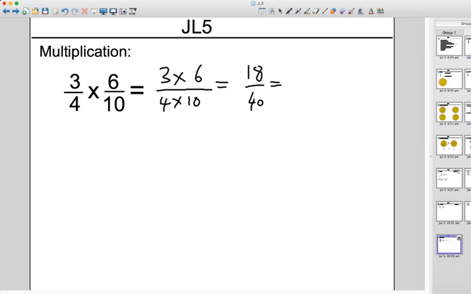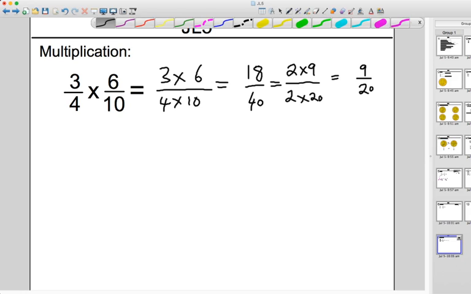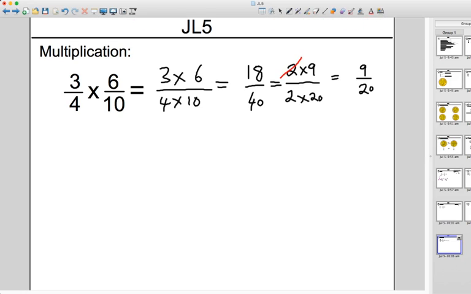But unfortunately we cannot leave it like that. We have to go down to the simplest fraction possible. So we say, what can I do to that 18 to make it smaller? I can divide it by 2, or say that the times tables to make 18 is 2 times 9, and 40 is 2 times 20, giving me an answer of 9 over 20, because the 2s cancel out.